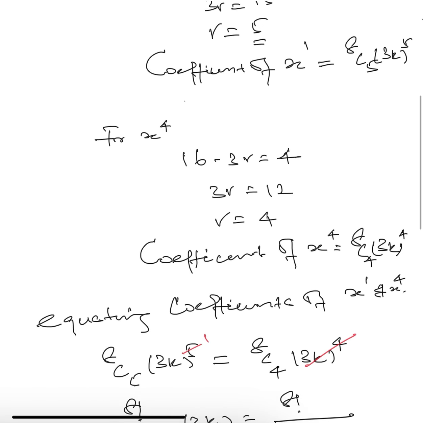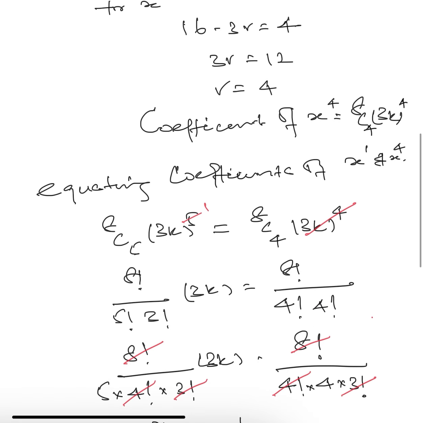Then we need to look at the coefficient of x to the power of 4. For x to the power of 4, 16 minus 3r equals 4. From that, 3r equals 12, r equals 4. So it's the fifth term, r equals 4. The coefficient of x to the power of 4 equals 8C4, (3k) to the power 4. We know that the coefficient of x to the power 1 equals the coefficient of x to the power 4.